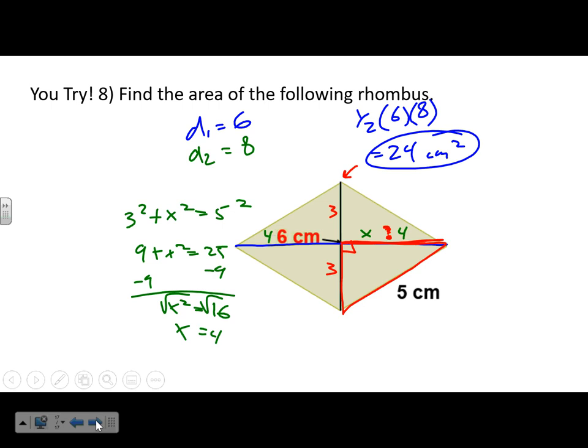So I think I mentioned it in the last lesson, but really so far, other than formulas, the hardest part is the Pythagorean theorem. I guess remembering when to use the Pythagorean theorem, but that's the hardest math, is making sure you can solve that Pythagorean theorem.